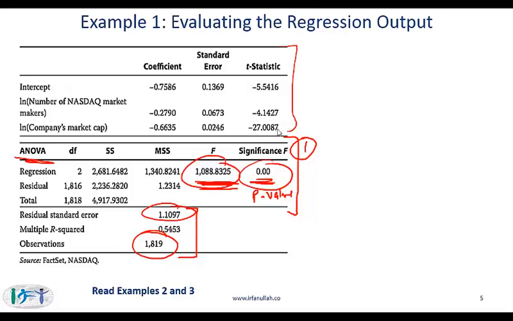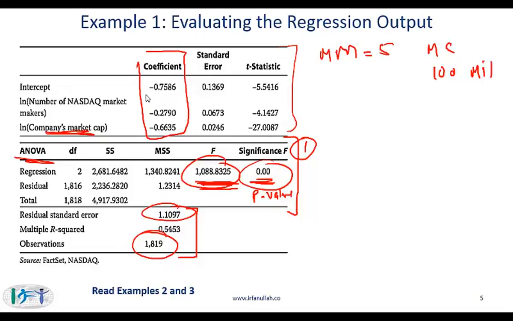So if I tell you the following, if I tell you that the number of market makers is 5, and I tell you that the market cap of a company that we are evaluating, so the market capitalization is 100 million. Remember, we are dealing in millions over here. So I have given you the x1 value and x2 value for a particular company. You have verified that this regression looks good. You have the coefficients. What is the bid-ask spread percentage that you would predict for this company given this regression model?